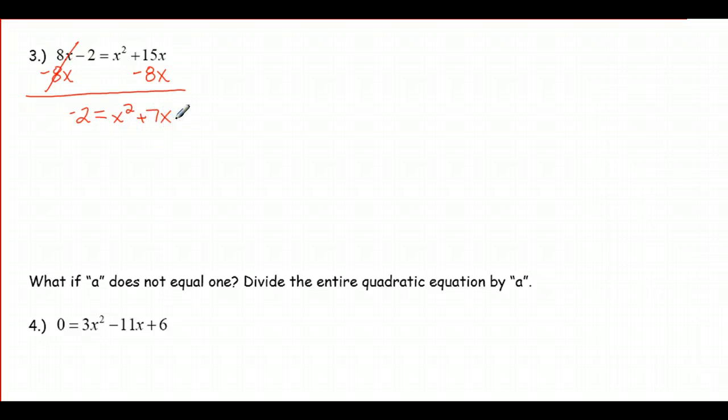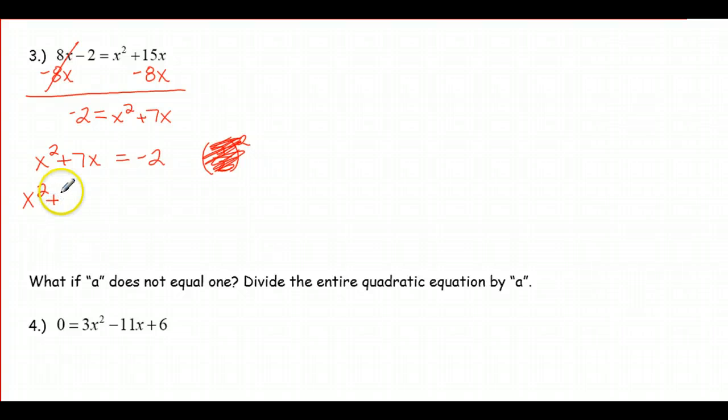Now, I'm more comfortable with my variable terms on the left, so I'm going to go ahead and just flip this equation around. X squared plus 7x equals negative 2. Now we're going to go ahead and complete the square. So again, I'm taking 7 over 2, and since this is not divisible by 2, I'm going to just add on 7 over 2 squared. So I'm just going to scribble that side writing out for a minute, and I'm going to complete the square.